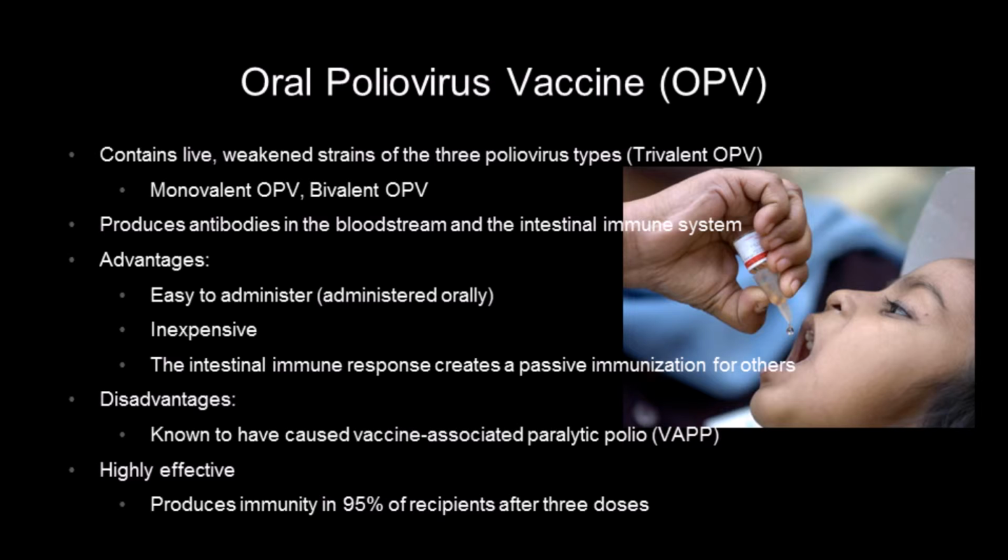However, because this vaccine does contain live strains of the virus, it has been known to cause VAPP, or vaccine-associated paralytic polio, which is where, in the process of trying to immunize the recipient, they actually contract the disease. But that risk is very low, and this vaccine has been proven to be highly effective, producing immunity in over 95% of the recipients after only 3 doses.